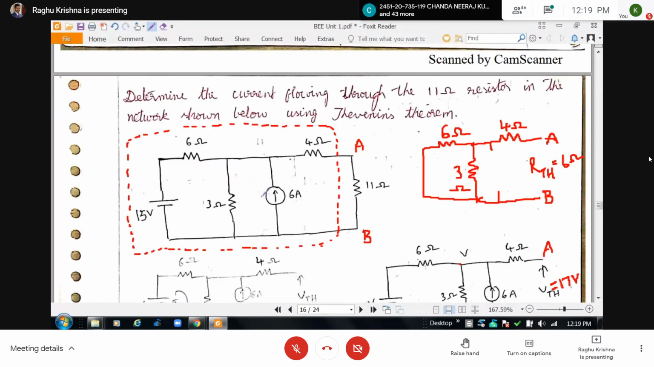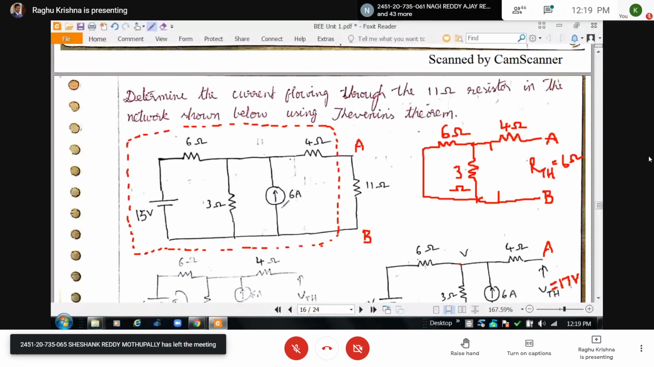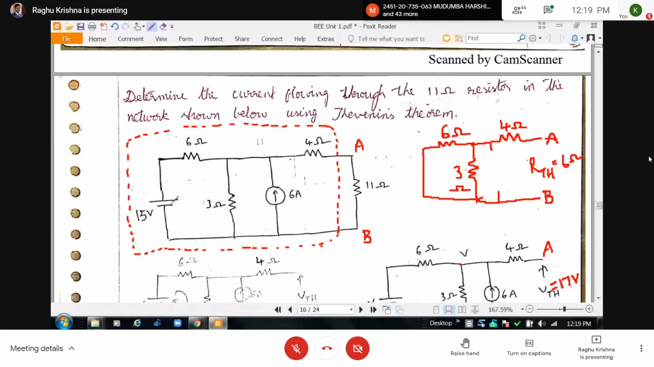So here this is an example for the network which is consisting of one voltage source and one current source. So any doubts in finding the VTH and RTH? So here in Thevenin's and Norton's theorem, for finding the RTH we have to replace the voltage source by short circuit and current source by open circuit. So current source is replaced by open circuit. So here next we can do the same problem using Norton's theorem also.